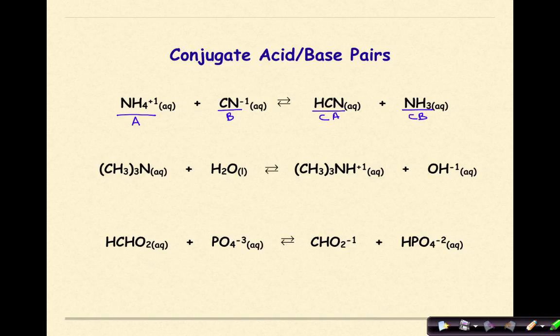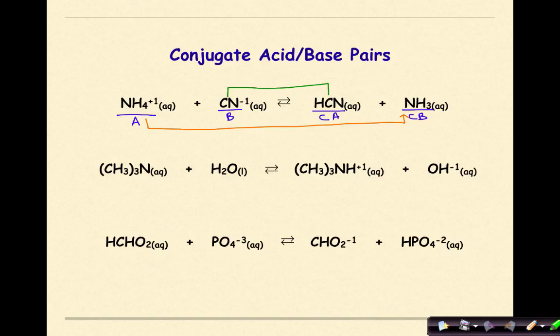So if we had to identify conjugate acid-base pairs, the NH4 plus 1 and the NH3 would be a conjugate acid-base pair, and the HCN and the CN would be a conjugate acid-base pair. Let's try the next one. CH3, 3N. Not so sure about that one, so let's come back to that.